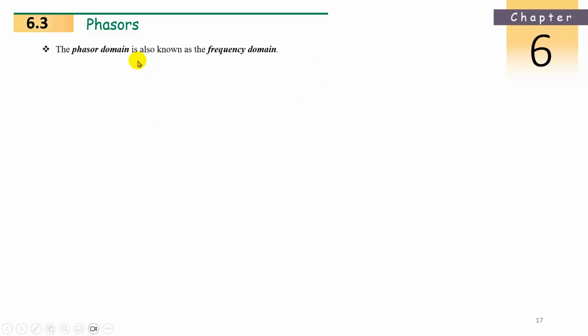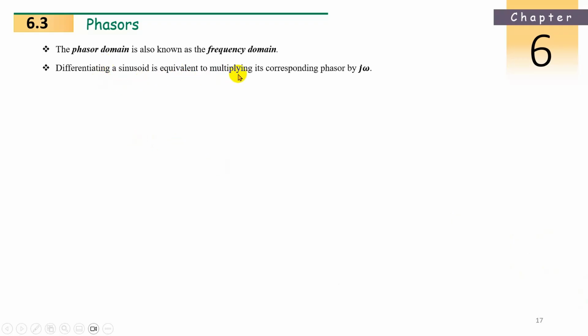Okay, next, the phasor domain is also known as the frequency domain. Why? Because phi we separated. This is a phase always. Now we converted the time domain into frequency. 1 by T, where T is 2 pi by omega, is nothing but your frequency. So it is called the frequency domain.